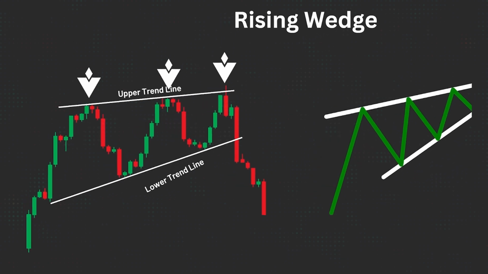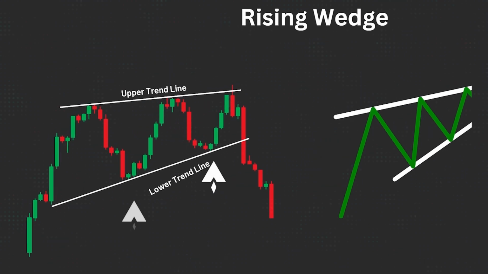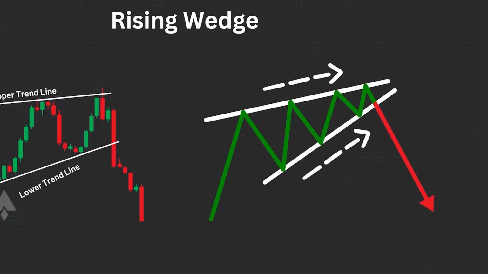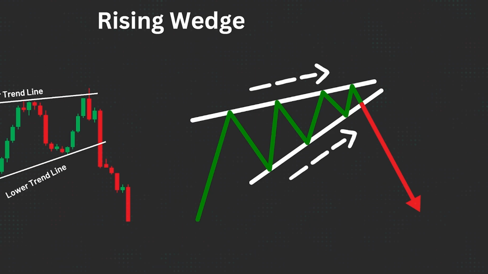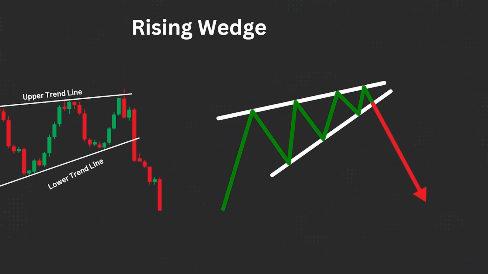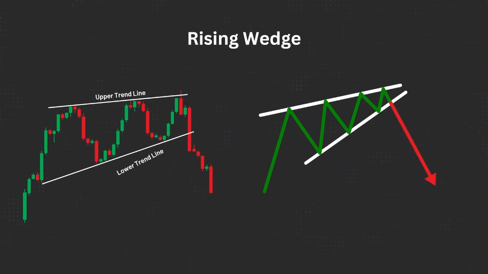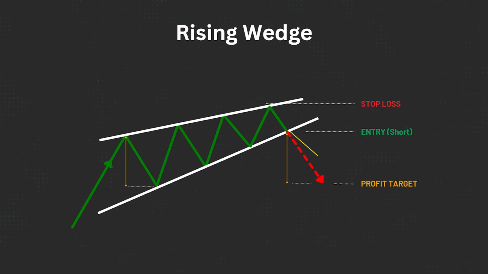This pattern forms when the price makes higher highs and higher lows, but the range is narrowing, indicating that the buyers are losing control. The pattern is confirmed when the price breaks and closes below the lower trend line of the wedge. The optimal trade is going short when the price breaks and closes below the lower trend line.